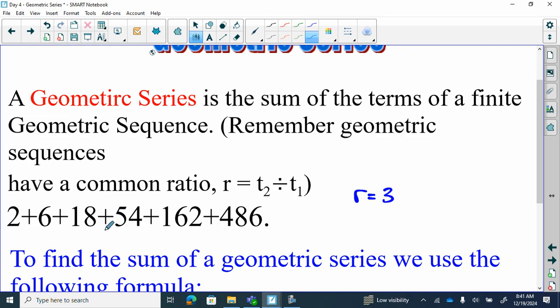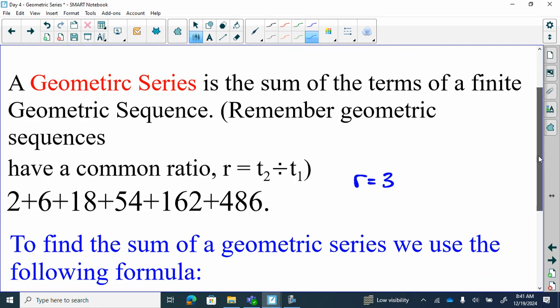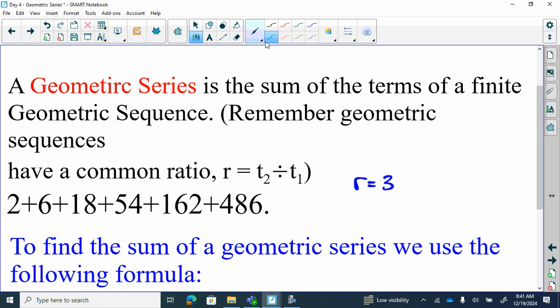How do I know it's a series, not a sequence? What are between the terms? The addition signs. That's right. You're adding them up.